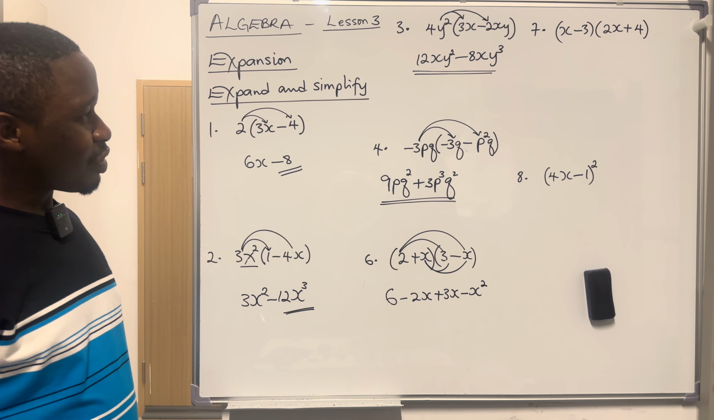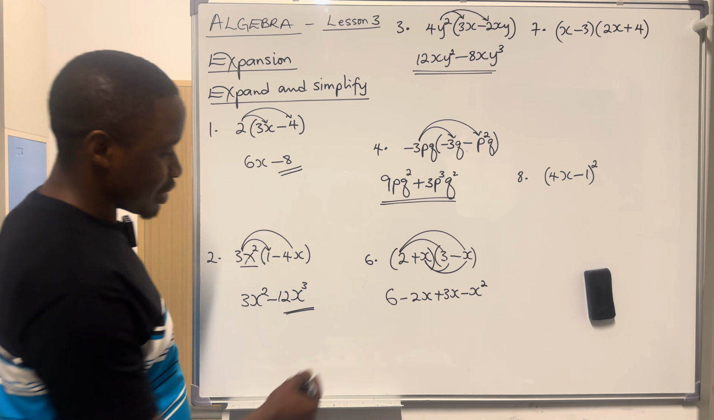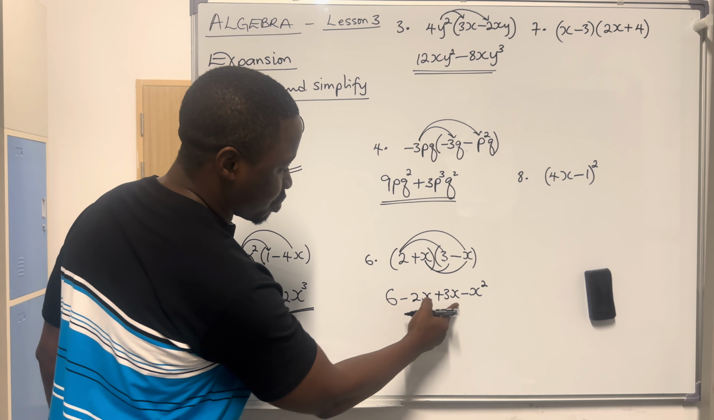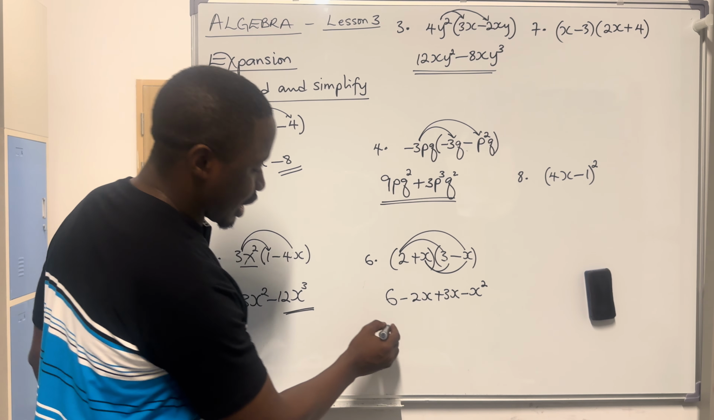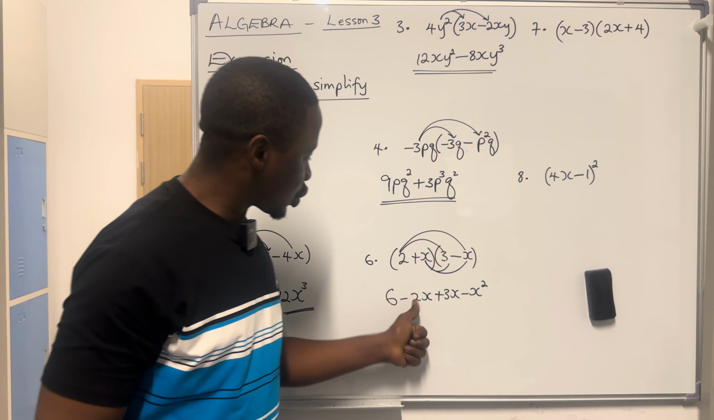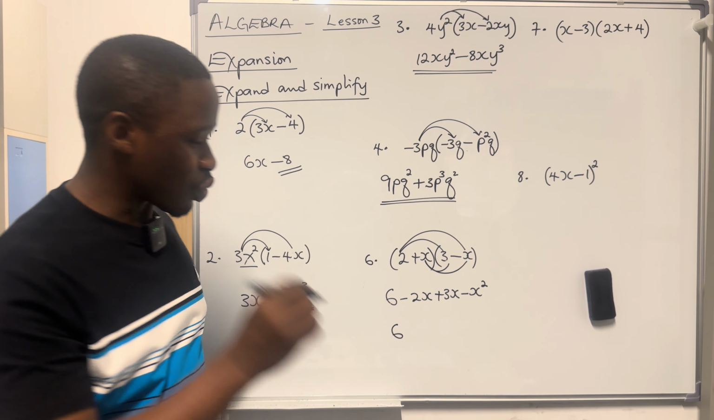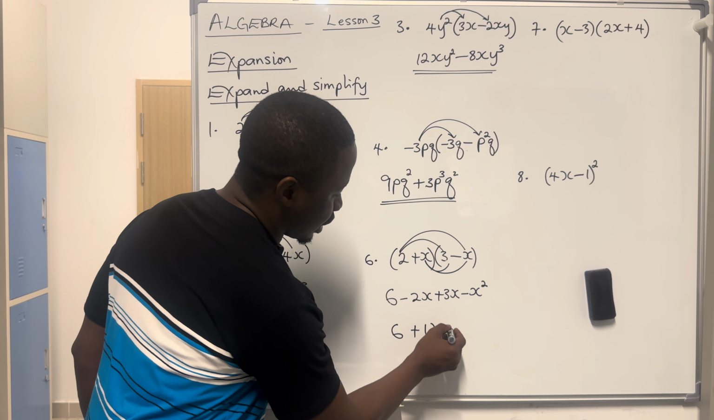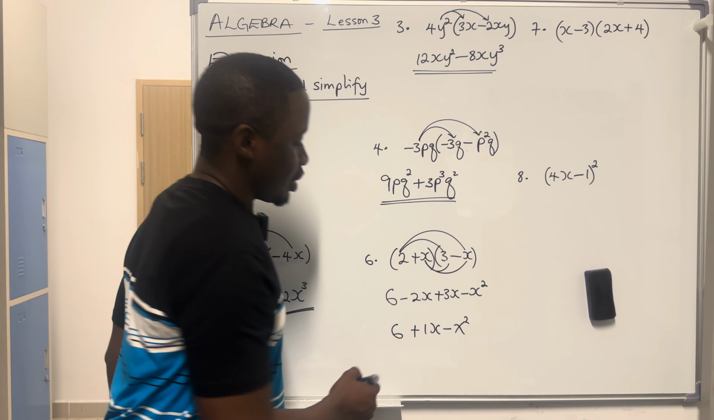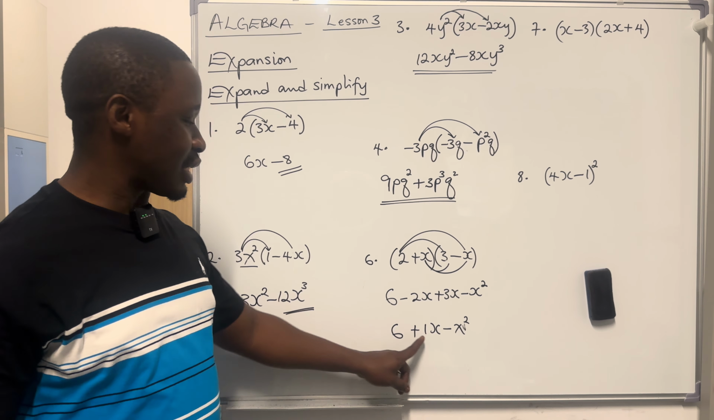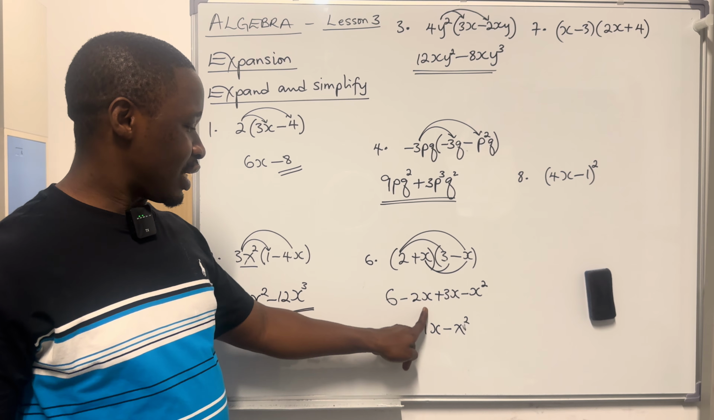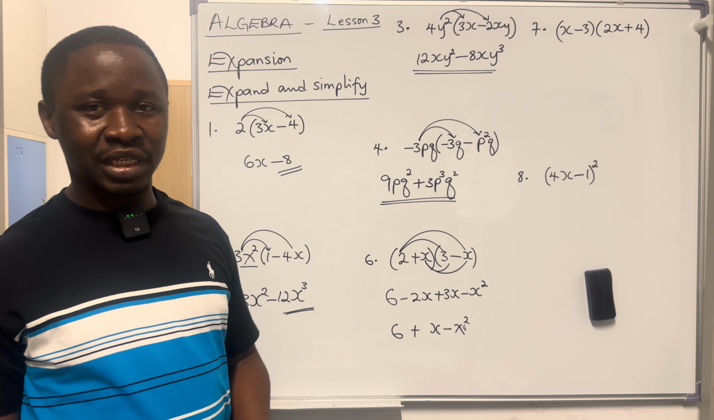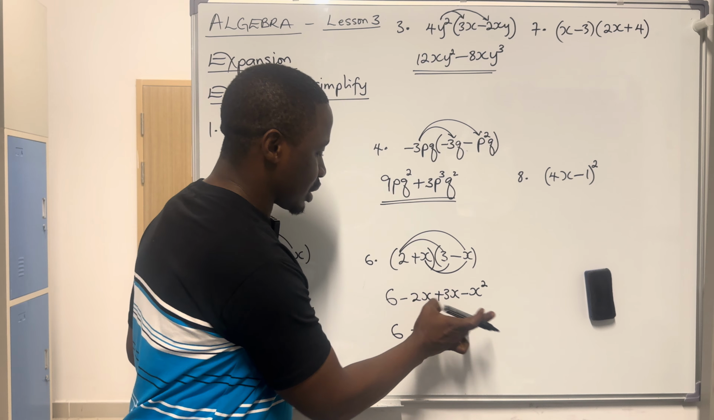So here we have what? Like terms. Minus 2x plus 3x. They are like terms. So minus 2 plus 3 is plus 1. So we have plus 1x, then minus x squared. But whenever 1 serves as a coefficient, it is needless for it to be written. So we can choose to ignore it.